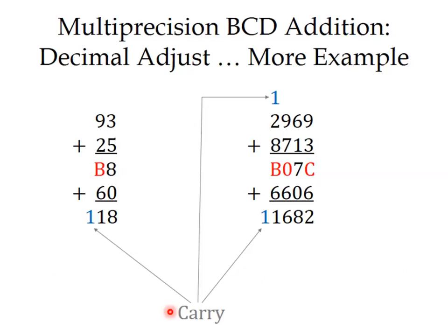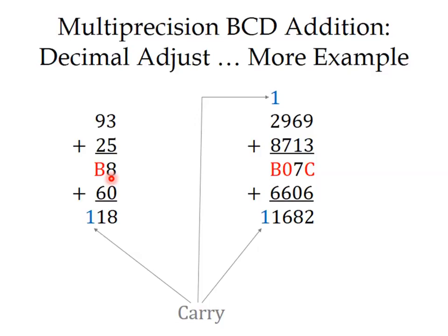Now, to understand it, we give you some additional examples so you understand how things work here. For example, on the left side, we are trying to add 93 and 25. Again, these are BCD numbers, but you know your microprocessor will always treat 93 as hex 93, 25 as hex 25. But these are, let's say, BCD numbers. What happens is your microprocessor will give you a sum of B8.